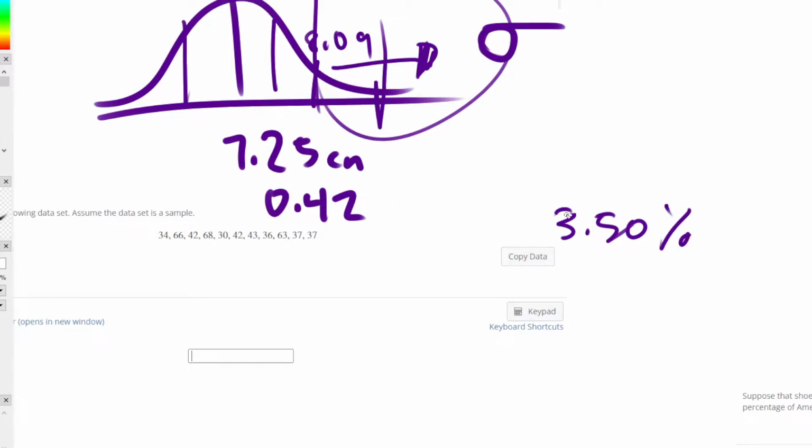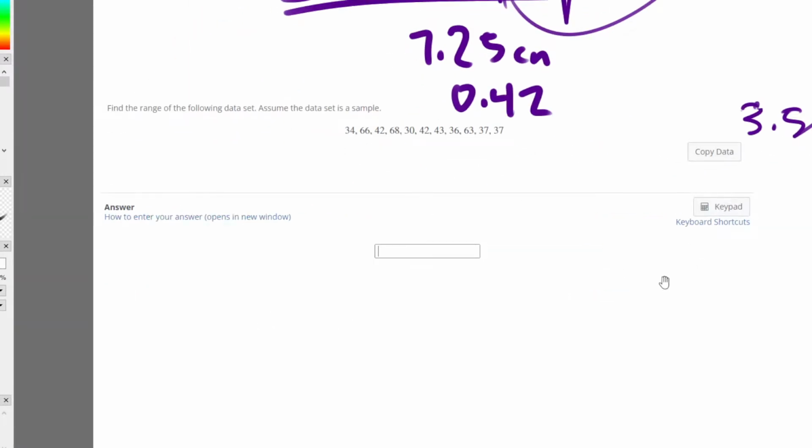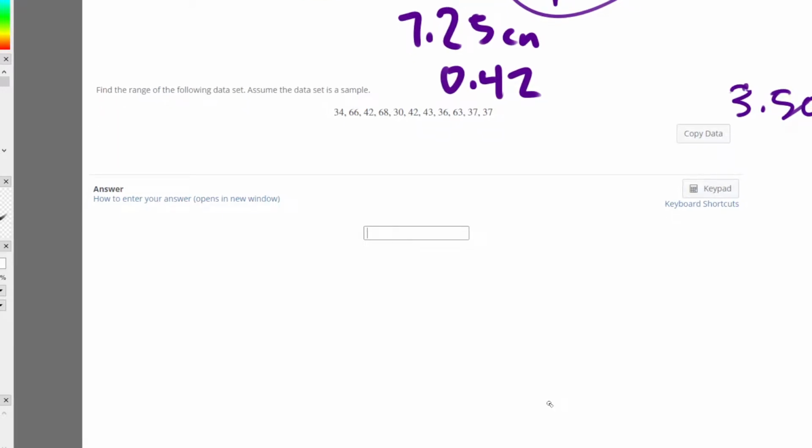3.50%. That would be our answer. This one is giving us a range of the following data set, and we're assuming it's a sample. And I think that I got rid of, the range, my bad, I misread. Sometimes that throws me off.